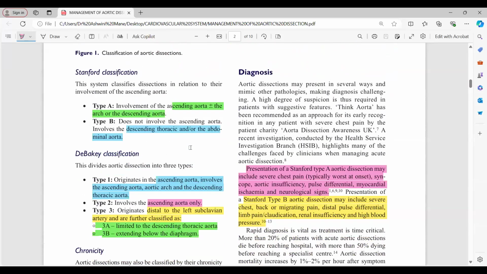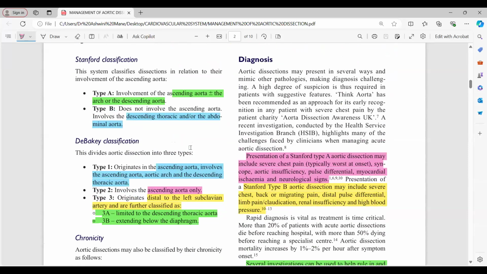We will see now the classification of the aortic dissection. There are two classifications: one is the Stanford classification and the other one is the Bakey classification. According to the Stanford classification, it is based on the involvement of the ascending aorta, and it is divided into type A and type B. Type A involves the ascending aorta plus the arch of aorta or descending aorta. Type B does not involve the ascending aorta, but it involves the descending aorta and the abdominal aorta.